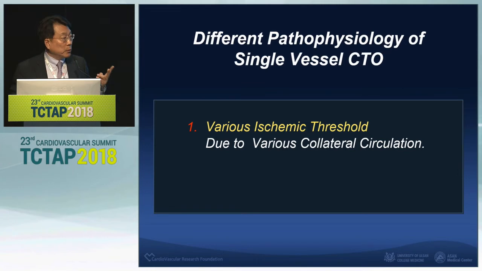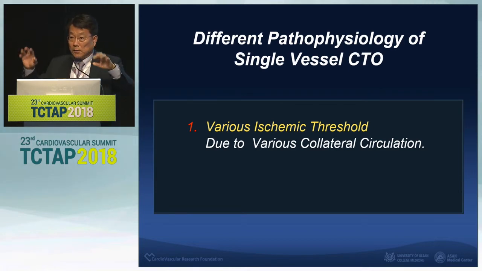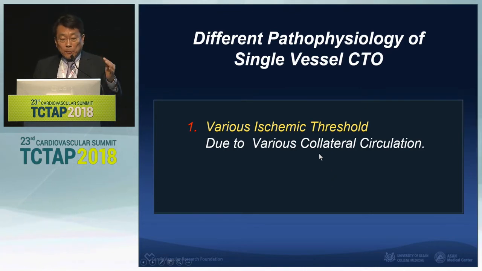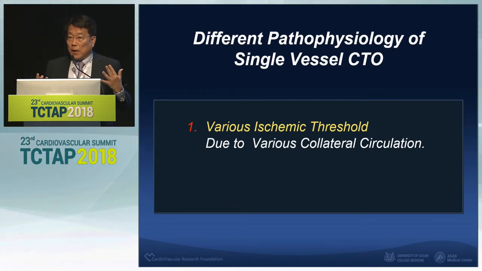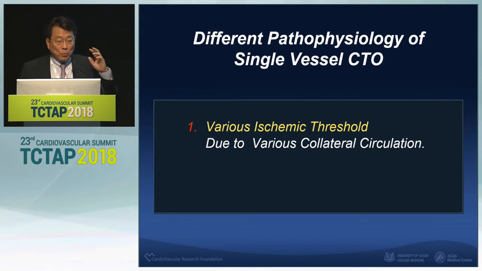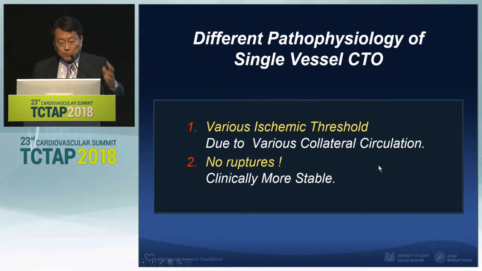However, look at this, just the previous two cases. Various ischemic thresholds, we are going to confirm. We have conducted some studies on CTO, where 90% of stenosis is proximal LAD. However, I believe the CTO lesion has various ischemic thresholds due to various collateral circulation. All the FFR data concern long-standing hibernation, long-standing stunning, which is not representative of normal myocardial small vessel status. No ruptures, you know that.